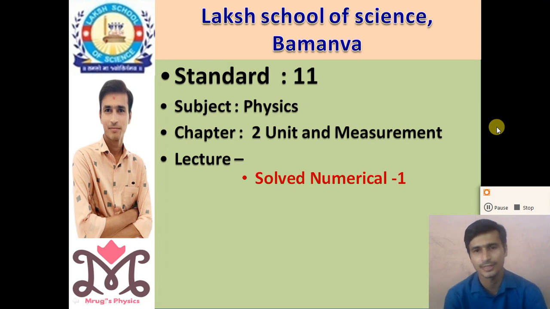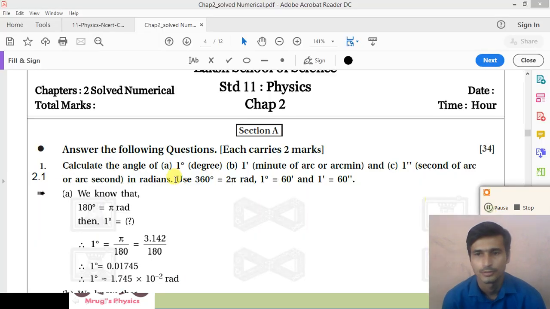Today we will discuss the solved numericals of chapter number 2, Units and Measurement. So dear student, let's start with the first numerical given in the textbook. Example number 2.1: calculate the angle of 1 degree, 1 minute of arc or arc minute, and 1 second of arc, or arc second, in radian.